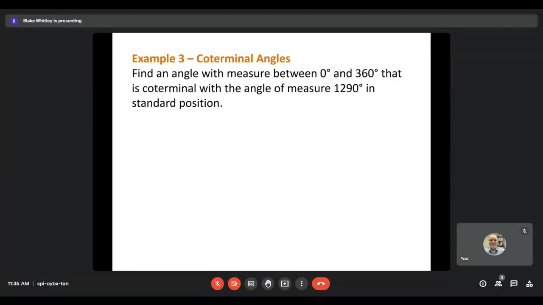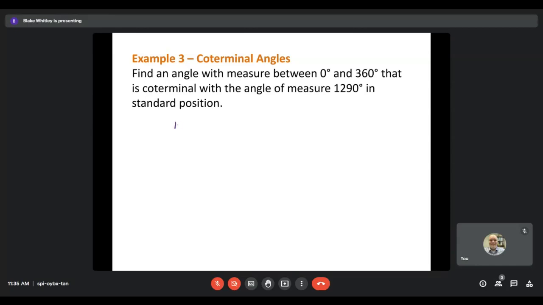All right, number 3. So we're going to find an angle with measure between 0 degrees and 360 degrees that's coterminal with the given angle of 1,290 degrees in standard position. So notice here, 1,290 degrees, definitely larger than 360. We want to find an angle, though, that's coterminal with it, that's somewhere between 0 and 360 degrees. So remember, to find coterminal angles, we can either add a full revolution or subtract a full revolution. Since our angle's too big to begin with, we're going to want to subtract a full revolution.